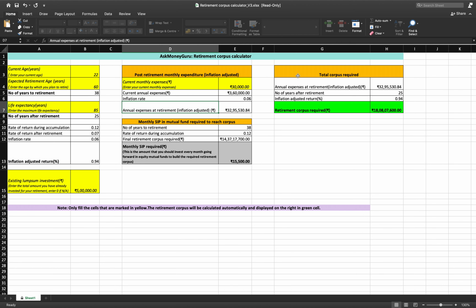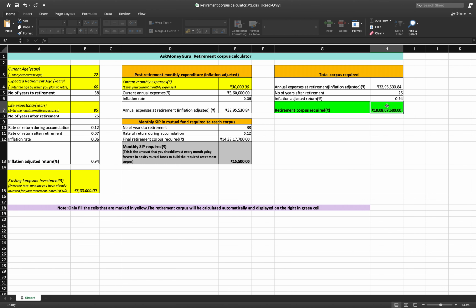Next, we have on the right hand side the total corpus required. So annual expenses at retirement after adjusting inflation will be same as that mentioned here. Then we have the number of years still left for the retirement, inflation adjusted return. So I think based on the parameters that you are entering here, you can see the retirement corpus calculated and displayed in this cell, in the retirement corpus required cell, which will be here.